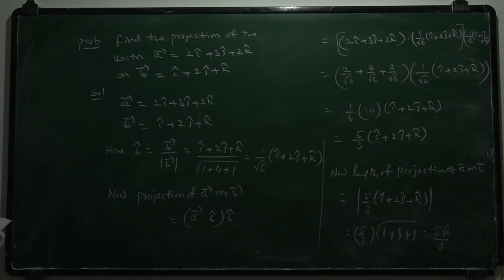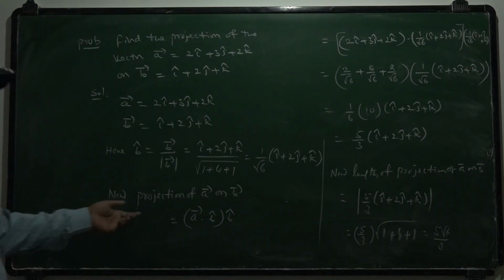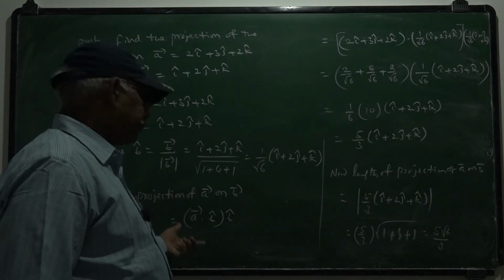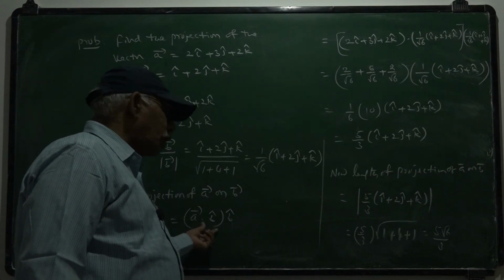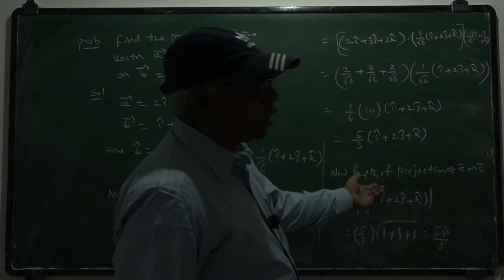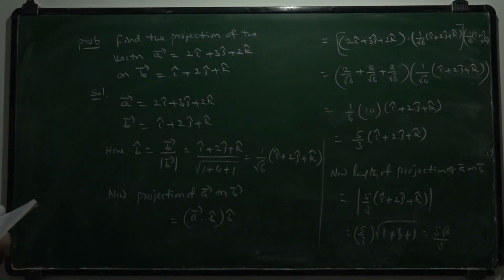So the length of the projection is different from the projection. Projection, in the sense, we have to consider it as our vector component. The actual word is vector component. Vector component is given by a bar dot b cap multiplied by b cap. Scalar component is nothing but a bar dot b cap itself. That is the difference between scalar component and vector component. Okay, I will come up with some more problems related to this dot product in the next class.